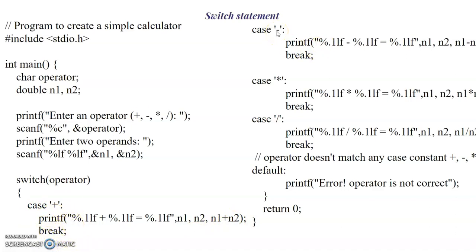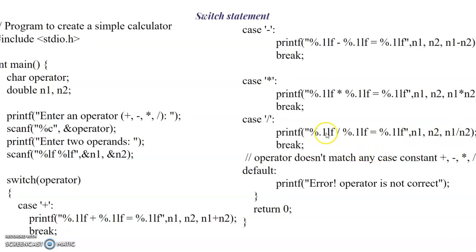Likewise, I have the cases for minus, star and slash. Inside the case for slash, if you want to check for division by 0, I have to use an if statement. Otherwise, I can just write it like this itself. The if statement would be: if n2 is not equal to 0, then perform this. Otherwise, print divide by 0, and in the default, printf error, operator is not correct.